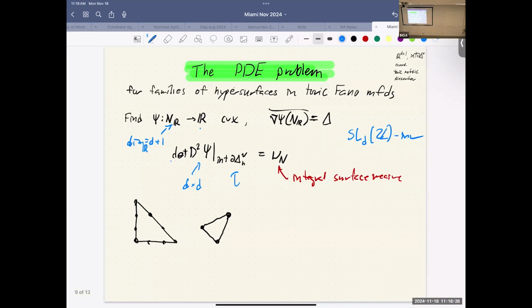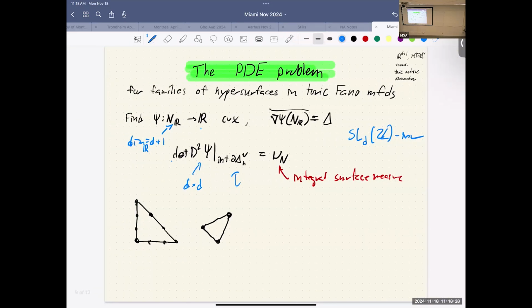There's no condition on the determinant in theory. Nothing at all. It's really only the boundary.